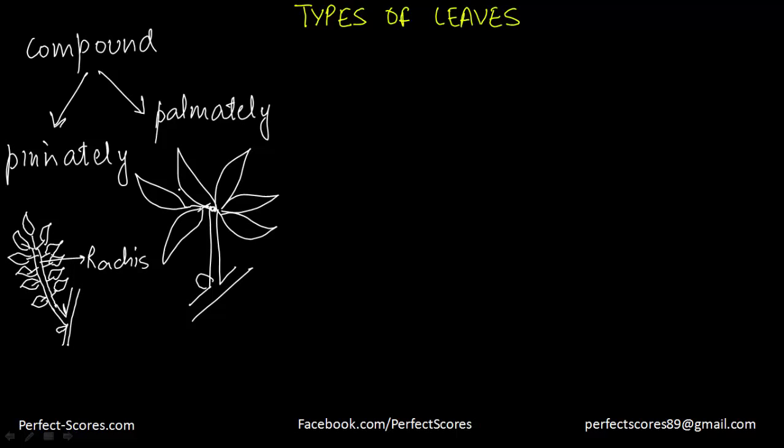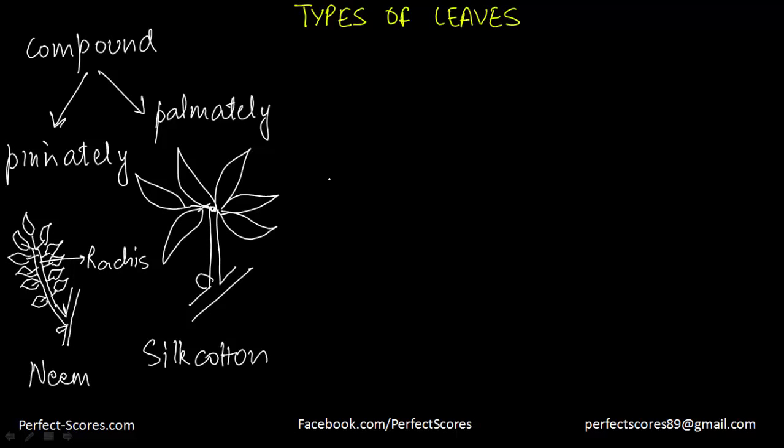So I'll give you examples also. For this, a good example is going to be the neem leaf, and for this it's going to be the silk cotton. So that is about the compound leaves. So usually the leaves are of these two types, pinnately and palmately.